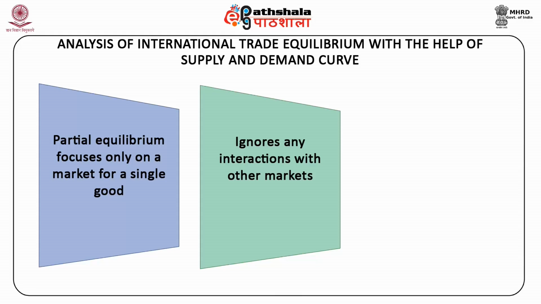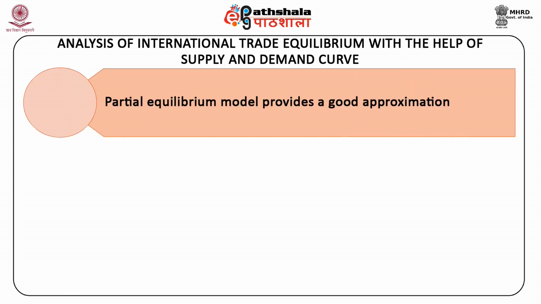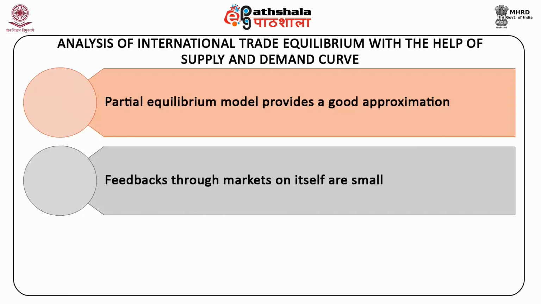This is justified if the market in question is too small to matter for all other markets, in which case, unfortunately, it may be too small to matter for anything. Fortunately, the partial equilibrium model also provides a good approximation to what would be found with a more complete general equilibrium model, even for a market that does matter for others, as long as the feedbacks through those markets on itself are small.